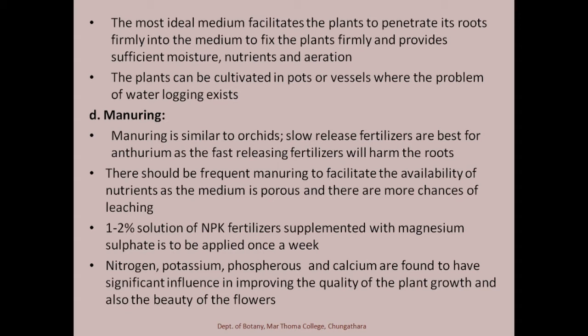Nitrogen, potassium, phosphorus, calcium, etc. are found to have significant influence in improving the quality of the plant growth and also facilitate the production of larger and beautiful flowers. So, efficient nutrients should be provided to these plants so that they grow luxuriantly and also provide better flowers.